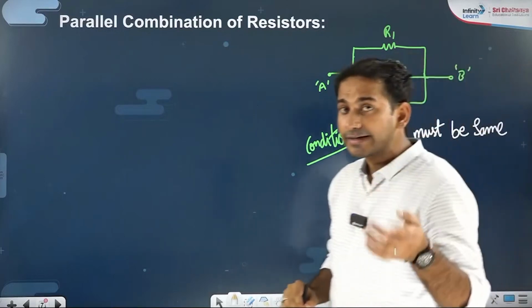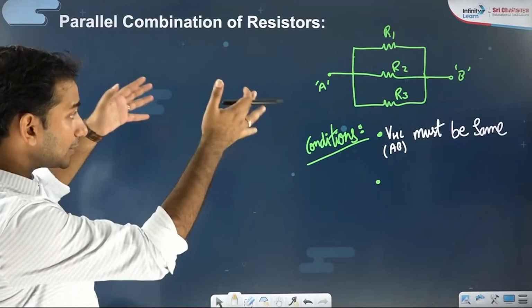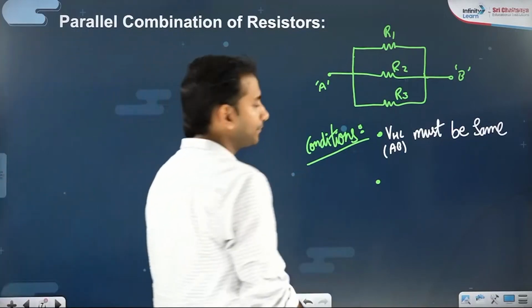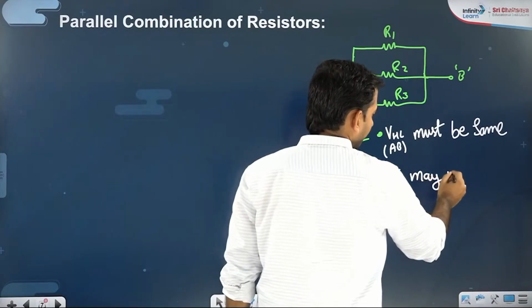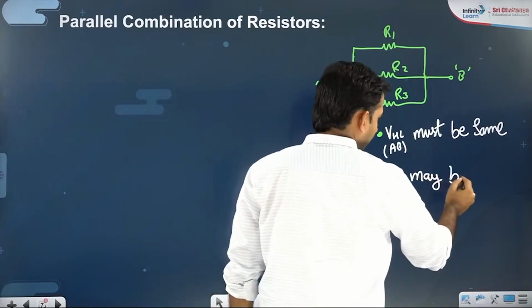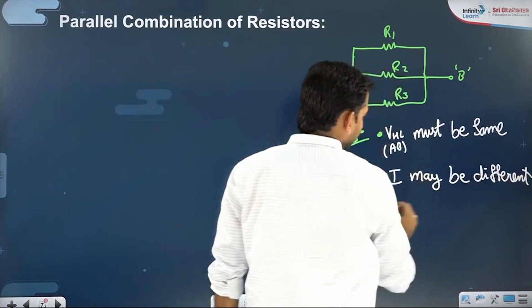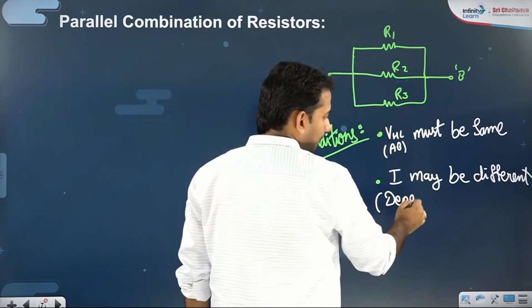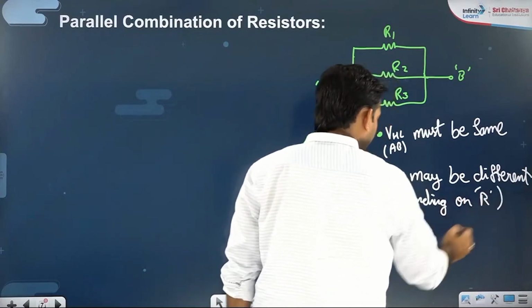In series, current must be same, VHL may or may not be same. In parallel, VHL, the potential difference applied must be same. Current may or may not be same. Current may be different. So it may be same, it may be different. Who will decide that, sir? Depending upon the value of R. Now, how does it depend on R?